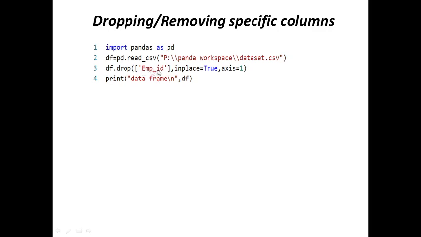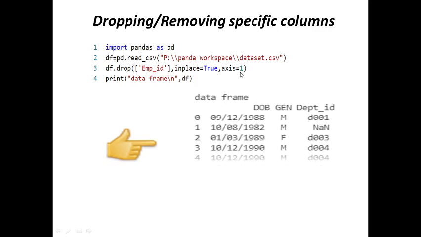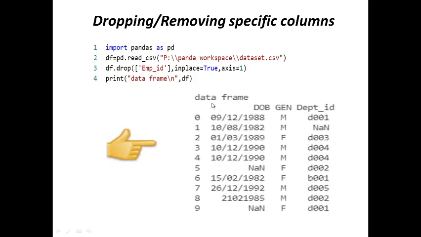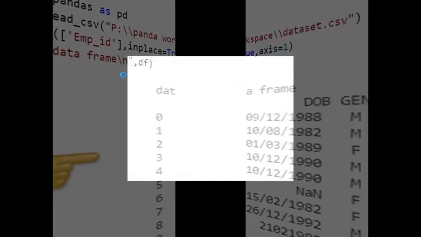So here we are deleting the emp id column. So the parameter is emp id, then the inplace parameter, because we want to change this data frame, and then axis equals 1. So this axis equals 1 means we are dealing with columns. When we run this code, the output will be, we have a data frame without the emp id column, right? So we can delete specific columns as well.